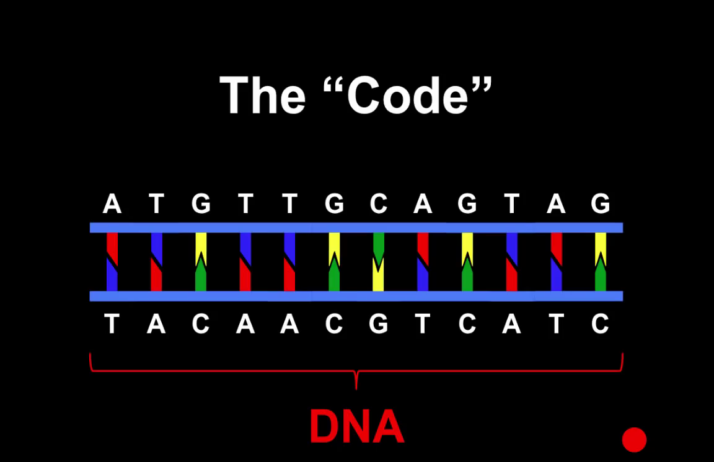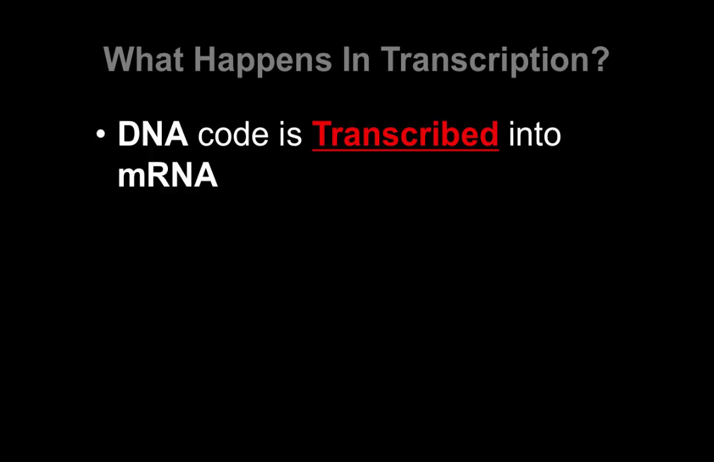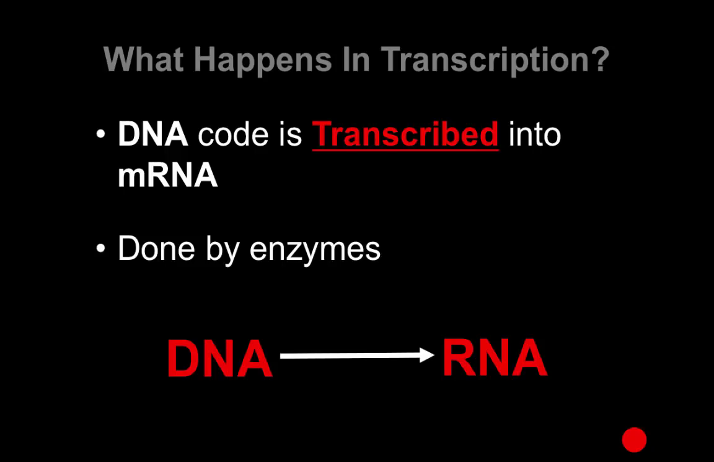So let's look specifically at the process of transcription. We're going to start out with the code in DNA. And what's going to happen is the DNA code is going to be transcribed into mRNA. And this is all going to be done by enzymes. And remember, we're going from DNA to RNA.